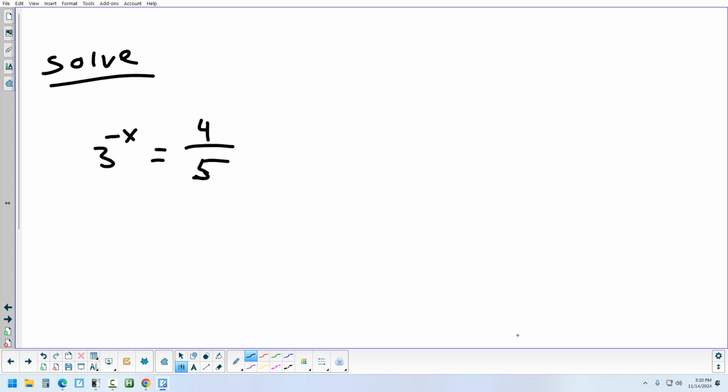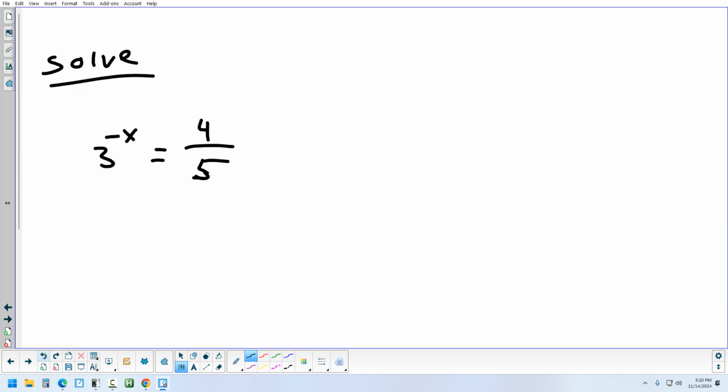Okay, so this is another example of an exponential equation that we're going to solve. And there's a couple ways we could do it. I want to try to do this one algebraically. Okay, so we could graph it, but let's try algebraically. What makes that one a little bit more complicated is the negative on the exponent.